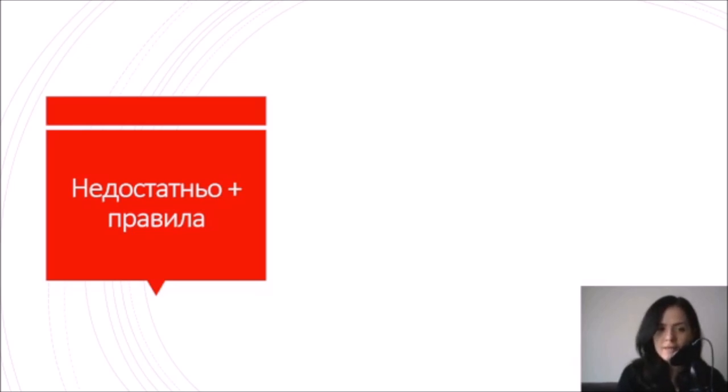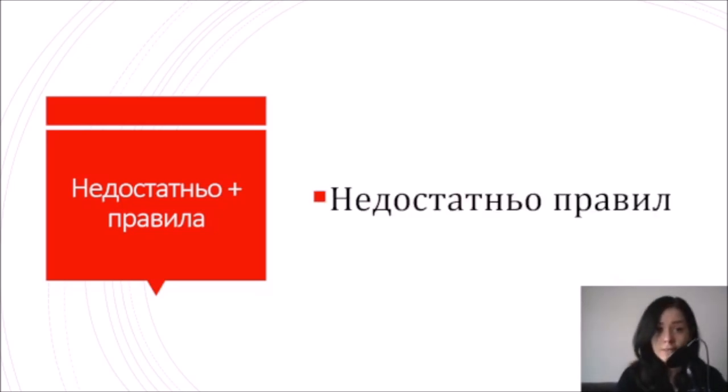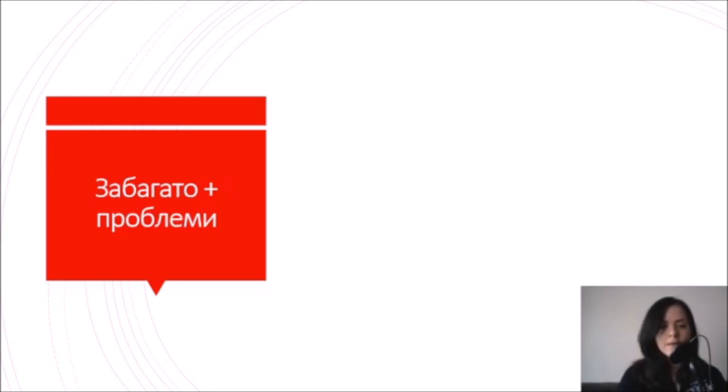Недостатньо, правила. So you can guess, достатньо meant enough. So недостатньо means not enough. The insufficient quantity of something. And правила means rules, okay? Grammar rules, for instance. So to say not enough rules, we will say: недостатньо правил. Next.